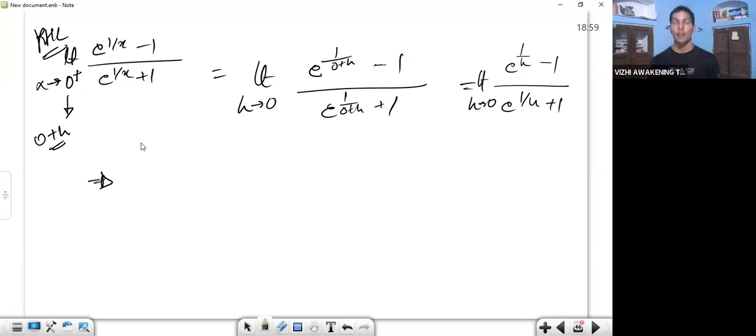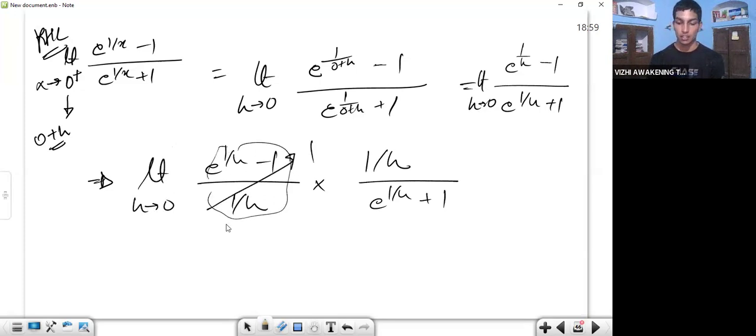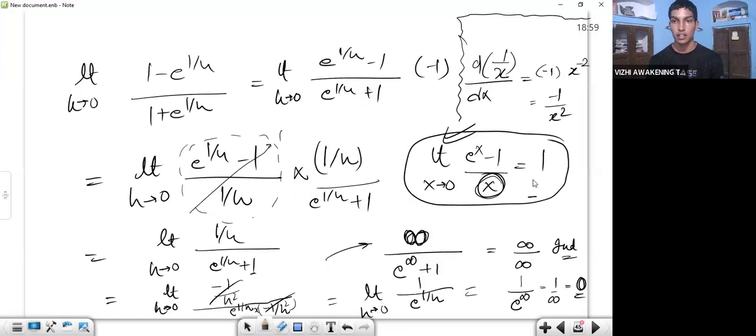Okay. So now we are going to apply the same method in which we have to make 1 by h in the denominator too. So we will multiply in the numerator and it will come out to be this, limit x tends to 0. This is the formula which will make it 1. The formula is written here.